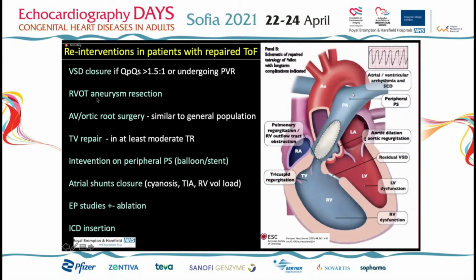Then the right ventricular outflow tract might need resection of the aneurysm, or might need some ablation procedures as well at the areas where the scars are expected, or the previous infundibulectomy.